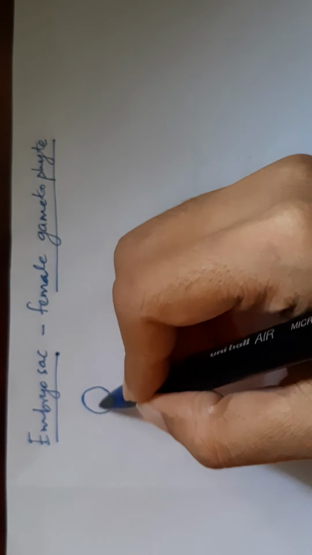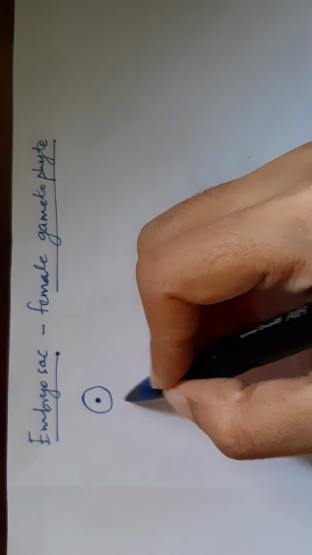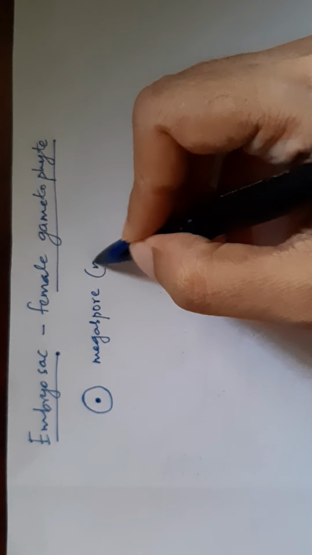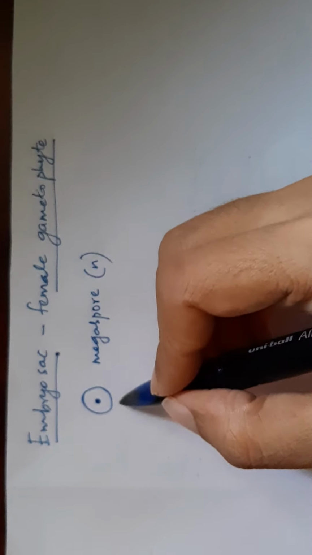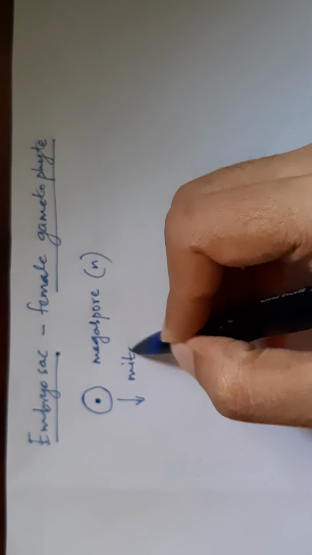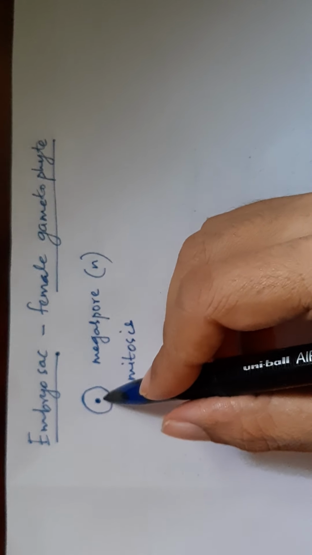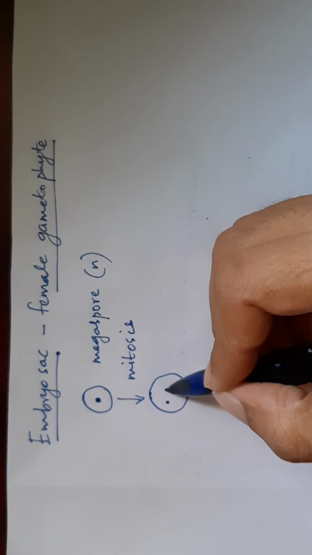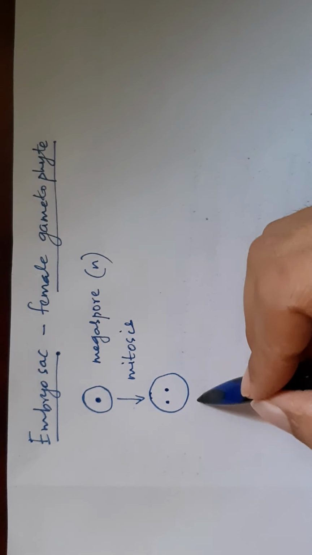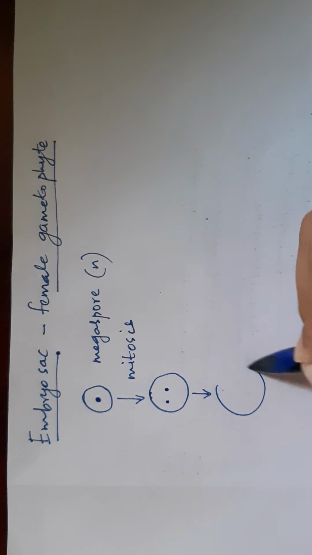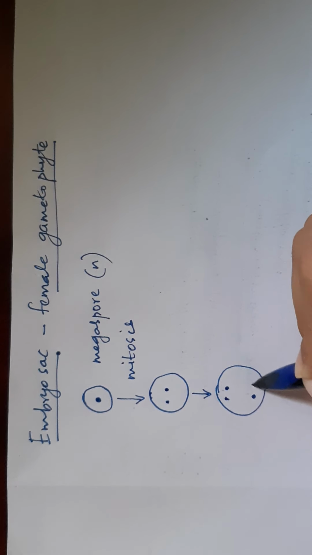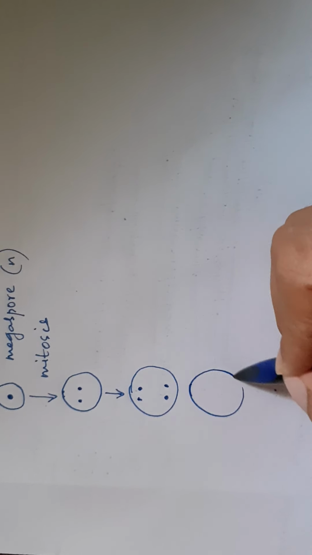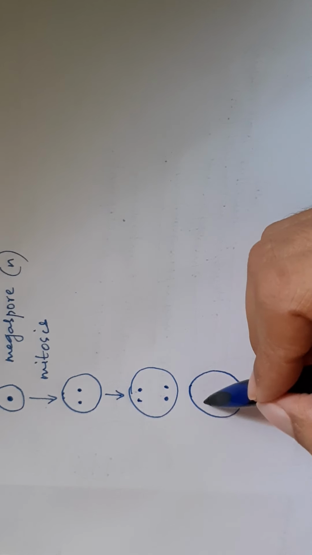This functional megaspore nucleus will divide by mitosis. So this is a megaspore. Megaspore is haploid. The functional megaspore will divide by mitosis, and the nucleus will first divide into two. There will be two nuclei at first, and the two nuclei will become 4 nuclei. Then the 4 nuclei will become 8 nuclei, and they will be arranged in a particular fashion.